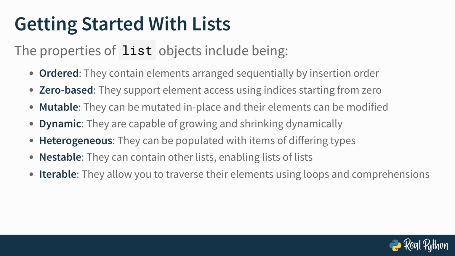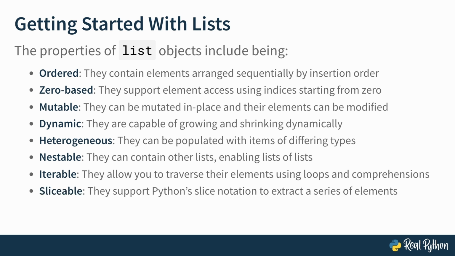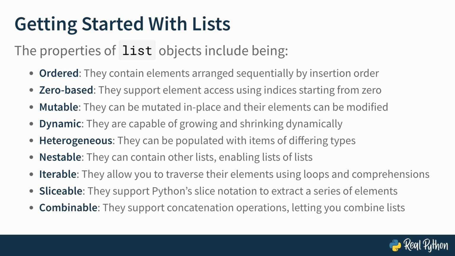Lists are iterable. They allow you to traverse their elements using loops and comprehensions. They're sliceable, meaning they support Python's slice notation to extract a series of elements. And lastly, they're combinable. They support concatenation operations, letting you combine multiple lists together. All right, that may seem like a lot, but you don't need to memorize this. We'll be examining all of these characteristics in depth throughout the rest of this course. So follow me to the next lesson, where you'll begin by looking at the primary techniques for creating new lists.